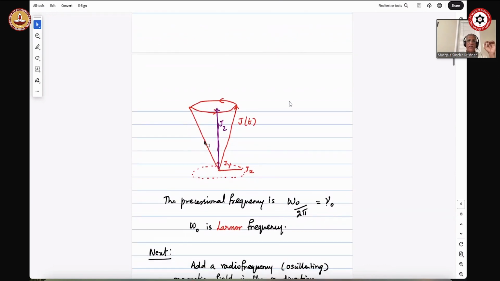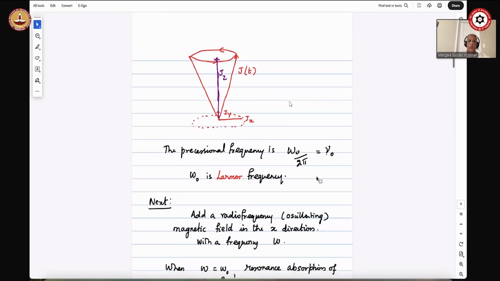This precession, you can see that. So the Jz is this component of J of t. The x and y are in the plane perpendicular to Jz. And the x and y rotate. And the precessional frequency is omega naught by 2 pi, which is nu naught. And that is the Larmor frequency, nu naught.